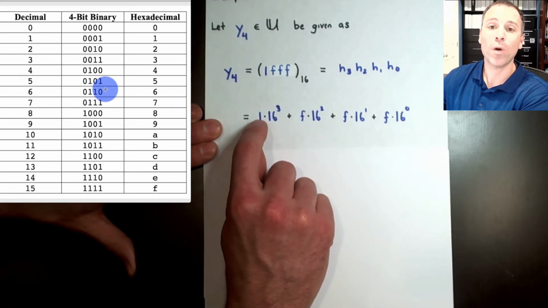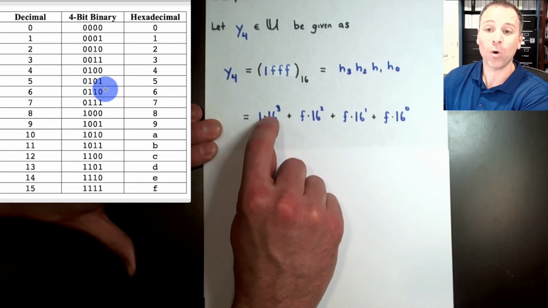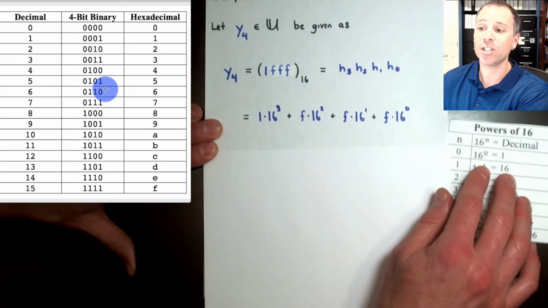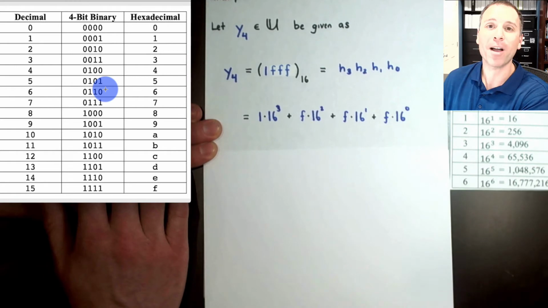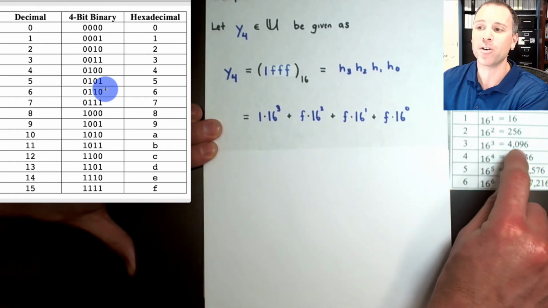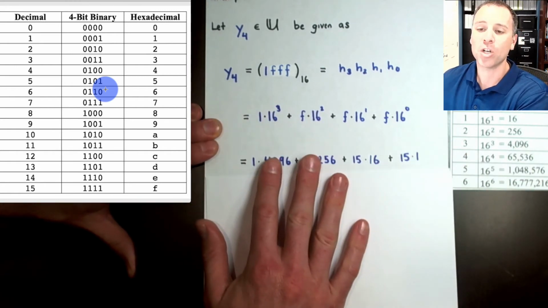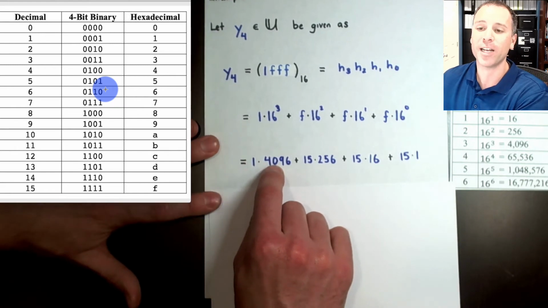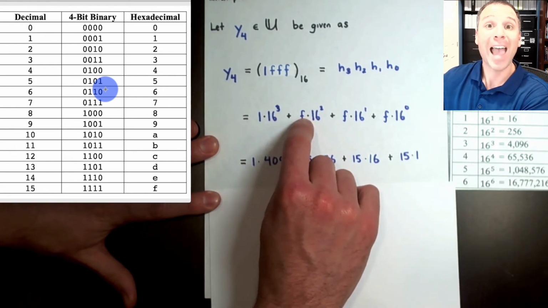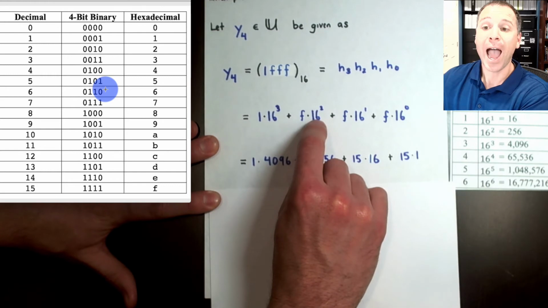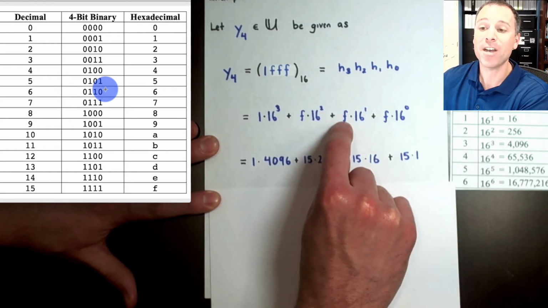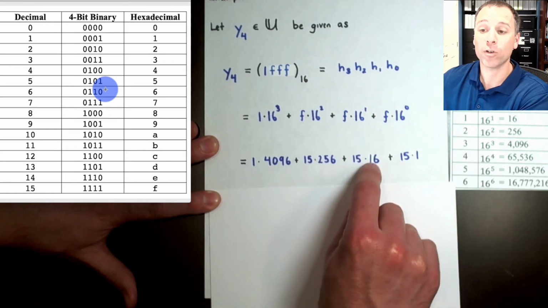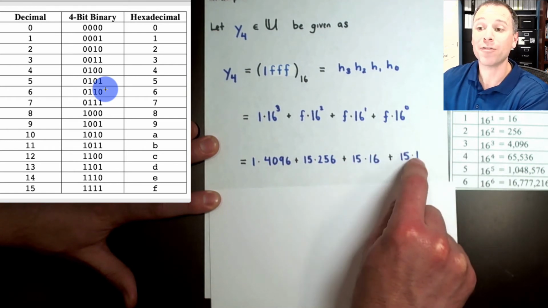1 in hexadecimal represents 1 in decimal. 16 to the third, well, I can just go ahead and get the power of 16 table that I carry around in my pocket in daily life, and I know that 16 to the third is 4096. So this would become 1 times 4096 plus F. F is 15 in decimal, and then 16 squared, I know that that is 256. Then I have another F, which is 15. 16 to the first is 16. Then I have a final F times 1.